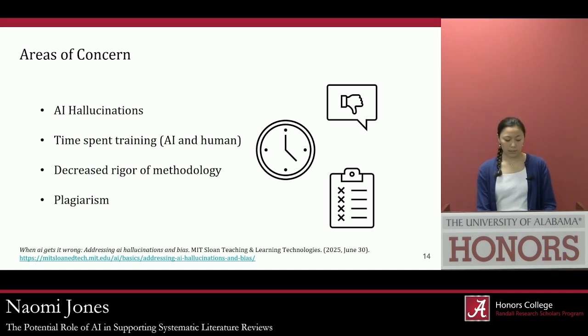There's also time spent that has to go into training not only the AI in order to complete its tasks, but also humans to use AI, as it is a skill that requires time to pick up. And if researchers rely too heavily on AI tools, there's of course a decreased rigor of methodology that can happen. If you get too lenient, the quality of work will naturally decrease. Then of course, as I mentioned before, there's the concern of plagiarism. As AI is trained on information that already exists in the world, it is not creating anything entirely original.